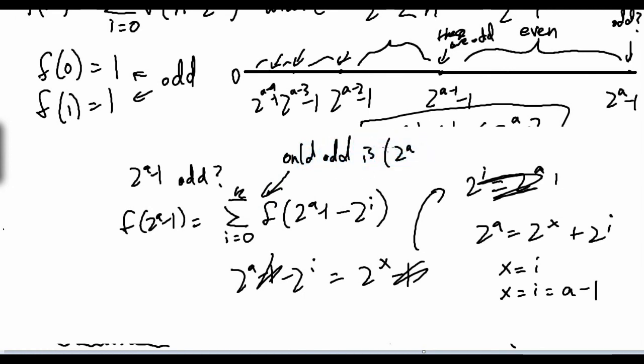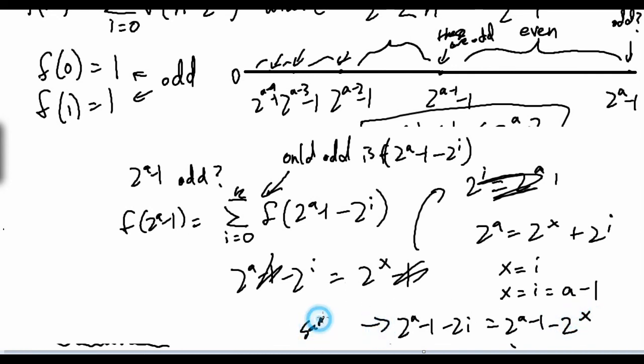is 2 to the a times f of 2 to the a minus 1 minus 2 to the i. That's the only odd, because 2 to the a minus 1 minus 2 to the i equals 2 to the a minus 1 minus 2 to the x. Since this is the same number, the only odd in here is this element. And if there's only one odd in this summation and all the other numbers are even, that means this is odd. And thus we've proven it.